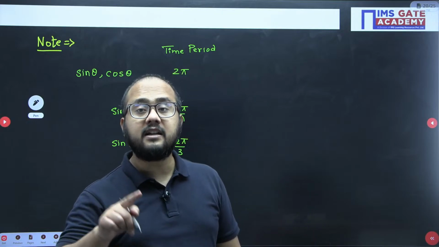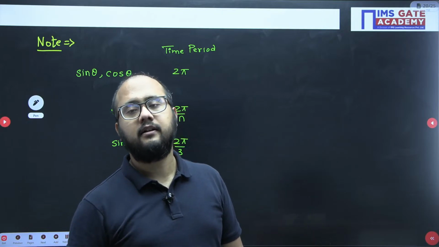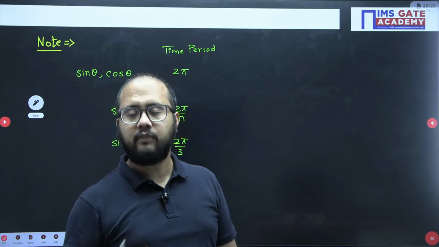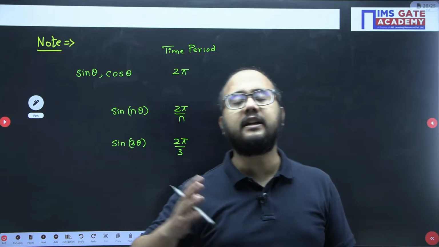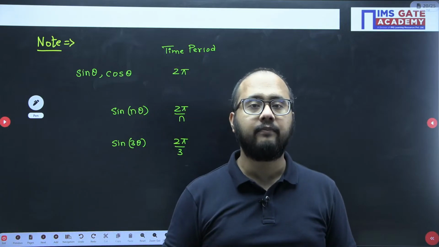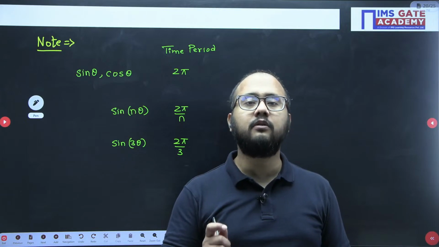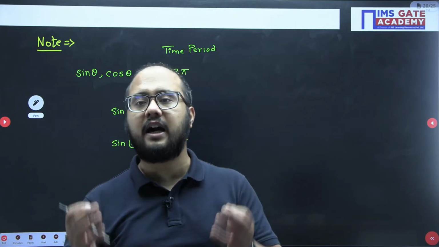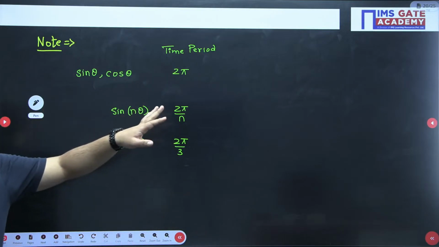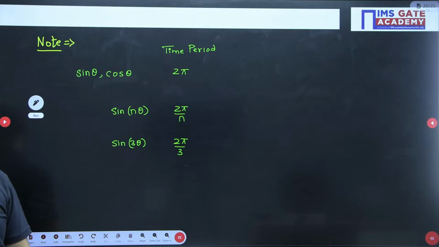But for integration we need to know the time period. Otherwise we can't integrate, because we need to know after what angle the cycle is going to repeat. Without that information we can't do the integration part. So that's why this information is very, very important. Clear, everyone?